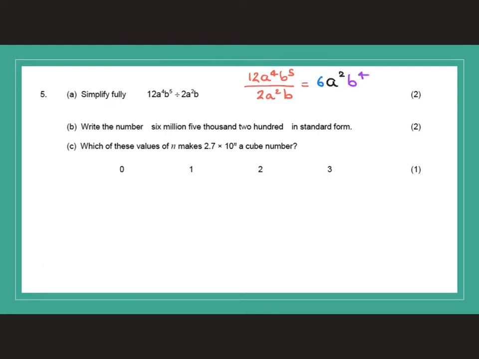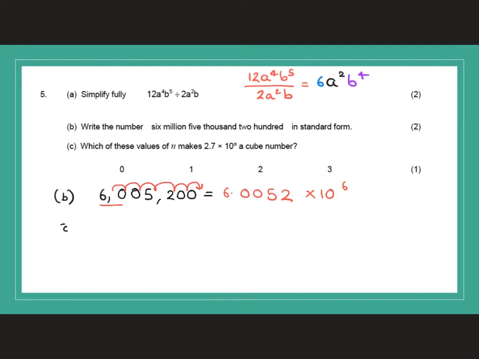Part B, write this number in standard form. I'll do this down here. So we have 6,005,200. So I'm going to have 0 and a 0 here, as we don't have 100,000 or 10,000, but we do have 5,200 in standard form. So that is 6.0052, and then 1, 2, 3, 4, 5, 6, we would need to multiply by 10 to the power of 6 to generate this number.